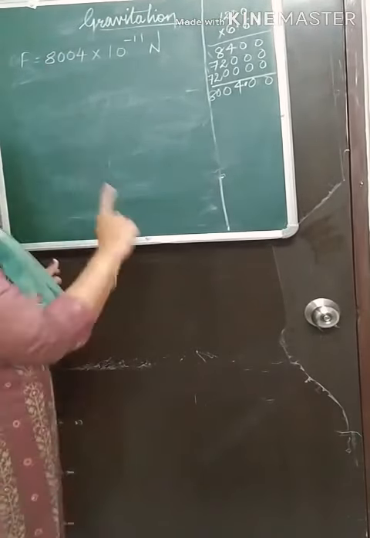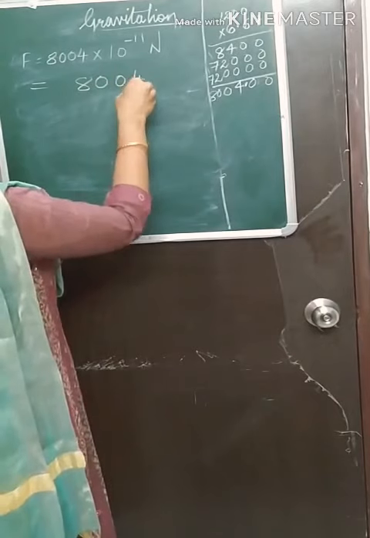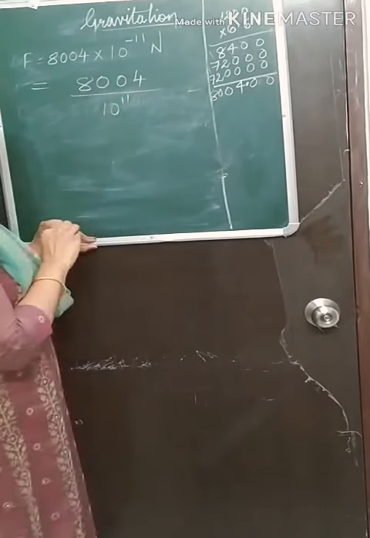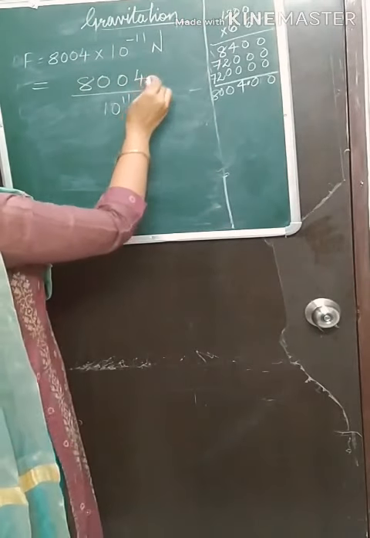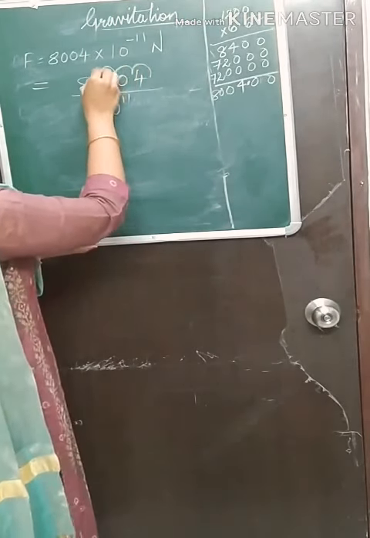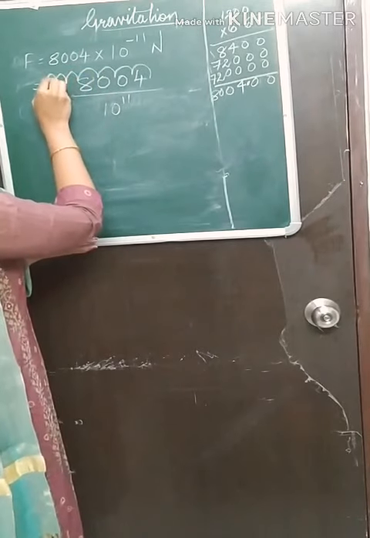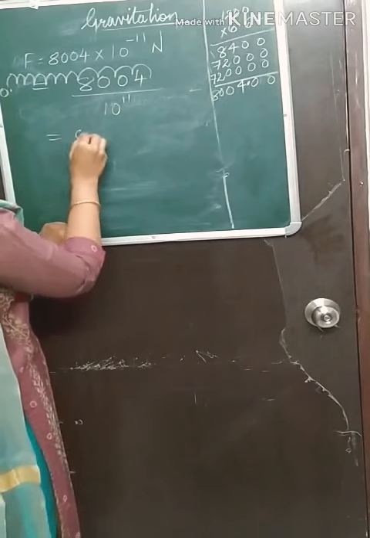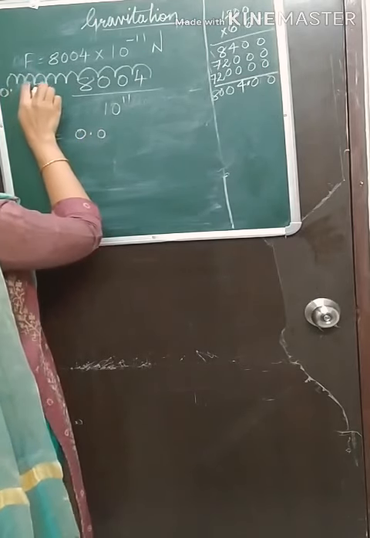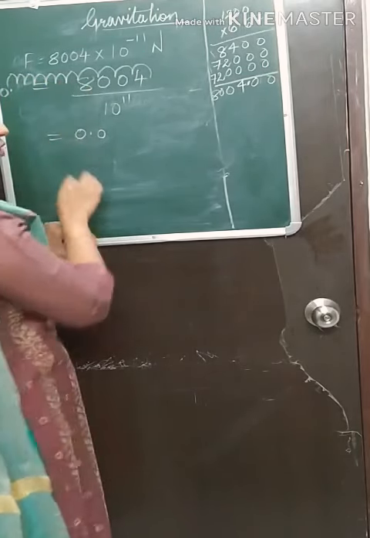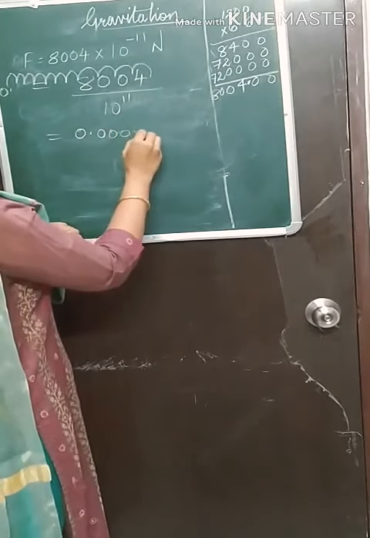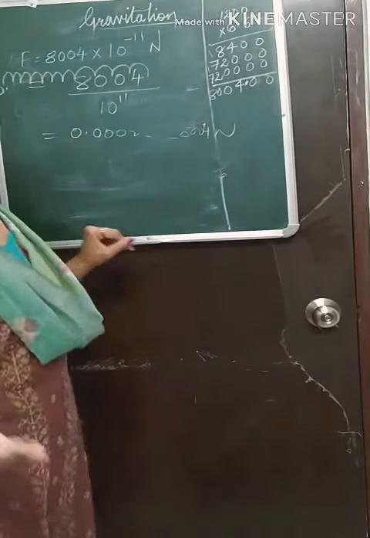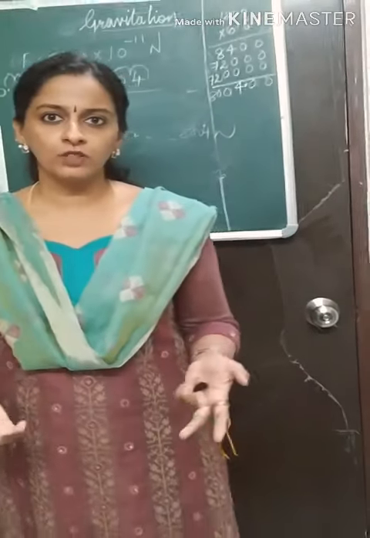What is the actual value of this? 8004 into 10 raised to minus 11 means you will write it as upon 10 raised to 11. So we will put the decimal point now 11 times. 1, 2, 3, 4, 5, 6, 7, 8, 9, 10, 11. So the actual answer is 0.00000008004 Newton.